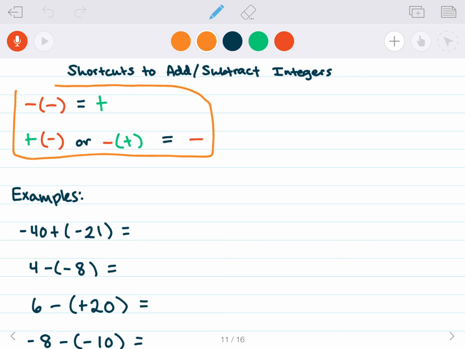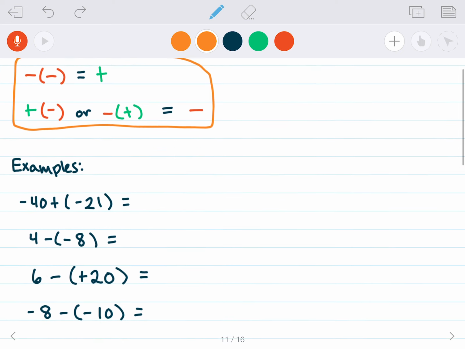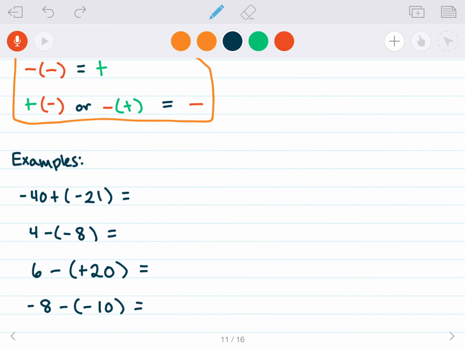Our third shortcut is if we see double negatives next to each other, it becomes a positive. If we see a positive and a negative next to each other, it becomes a negative. So let's do some practice here. What you want to do whenever you see two signs next to each other is you want to rewrite it first, okay?